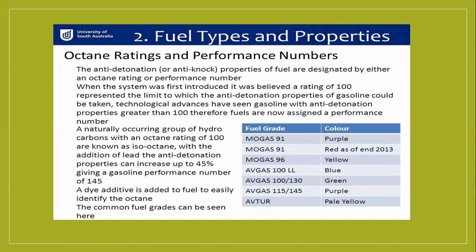I will ask you what are the factors, what are the criteria used to evaluate the fuel quality for petrol: octane rating. When the system was first introduced, it was believed that a rating of 10 represented detonation. I will ask you these things. Here the fuel grade and colors are given to you, but it is not needed. But normally you can see yellow, pale yellow colors for petrol, right?